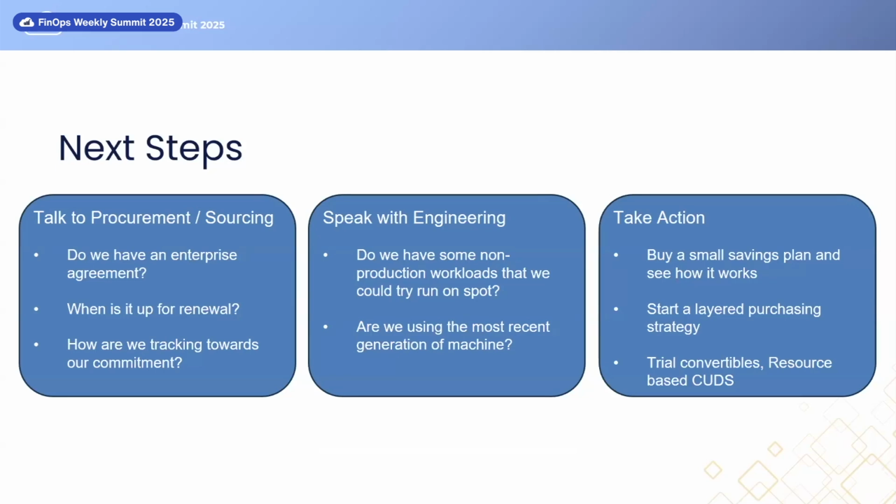What are the next steps? What's kind of actionable here? First off, I suppose talk to procurement or sourcing. They don't bite, I promise. I used to work in that department. They're lovely people. By looking up your org chart and dropping someone a note, you can ask the simple question: do we have an enterprise agreement? When are they up for renewal? What's our burn rate? And that might be, when is the agreement looking to finish? How much are we purchasing every month? Are we on track to be over or under? And how does that look?